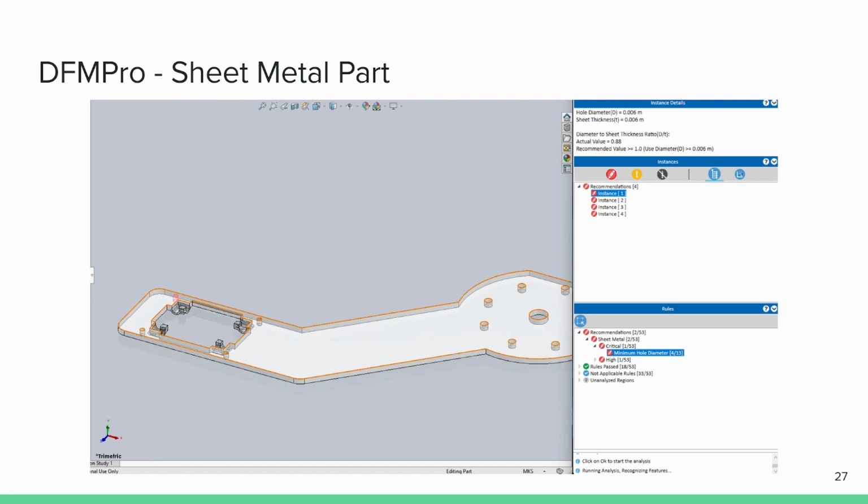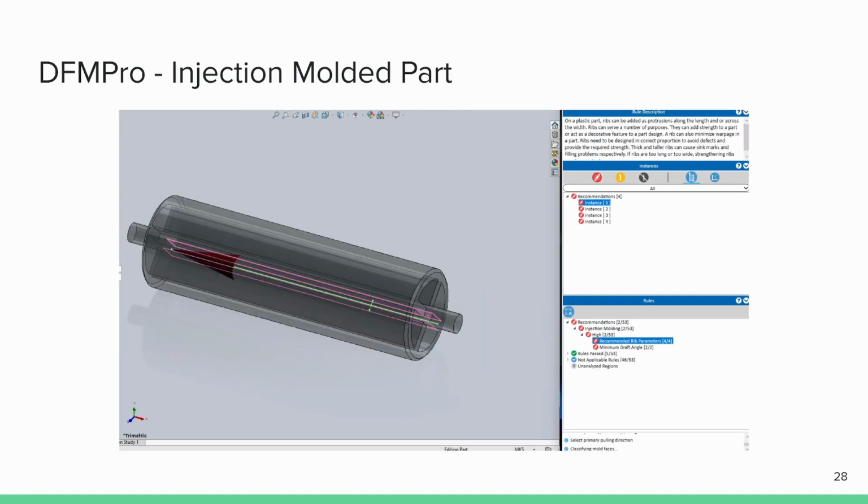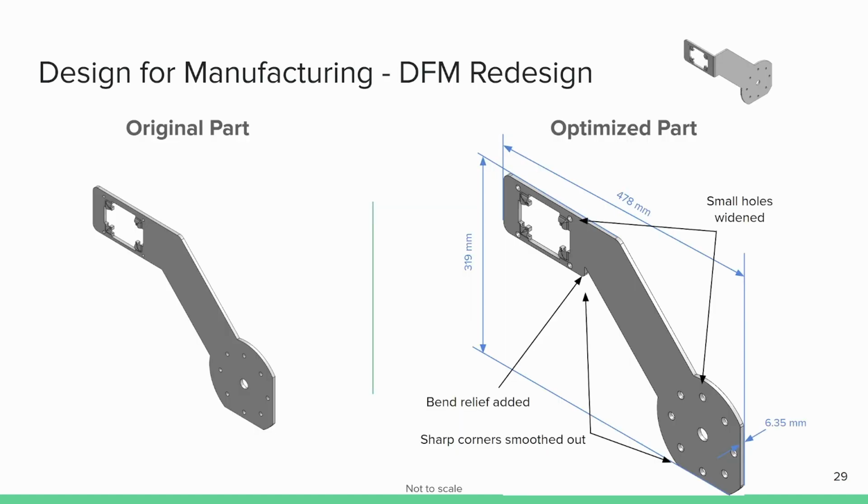This is a screenshot of DfM Pro's suggestions on the sheet metal part in terms of DfM. A screenshot of the injection molded part from DfM Pro. This is a screenshot of our DfM redesign for the sheet metal part. This follows design DSFM 6 to avoid round corners, DSFM 8 to widen the holes past depending on the gauge, and DSFM 9 to provide bend relief when required, as highlighted in the photo.